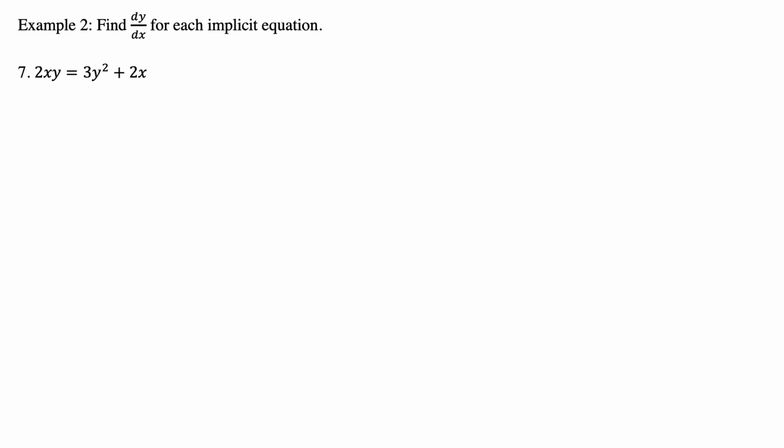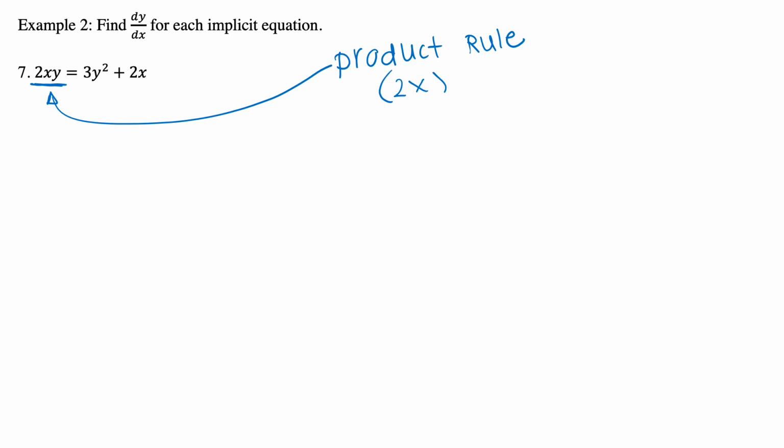Okay, and for our final example today, we have 2xy equals 3y squared plus 2x. And again, we just want to find dy/dx. So just like we did in number 5 and number 6, we are going to use implicit differentiation for each piece until we get to a point where we can solve for dy/dx. The only catch is in our first term here, we have 2xy, so we need to break out the product rule. I'm going to think of this as 2x times y, so I'm attaching that 2 to my x there.